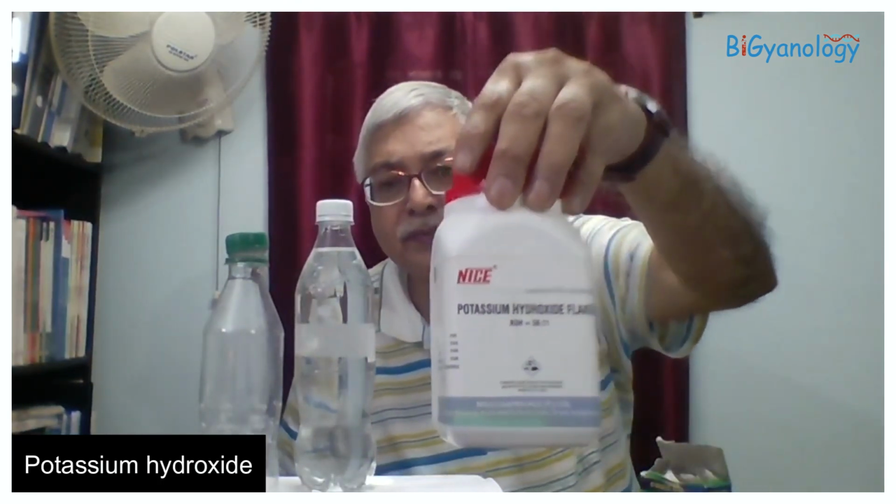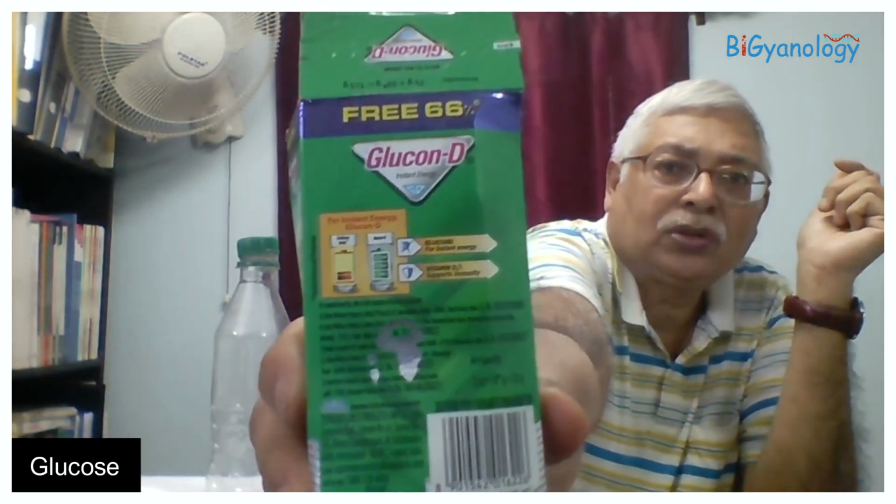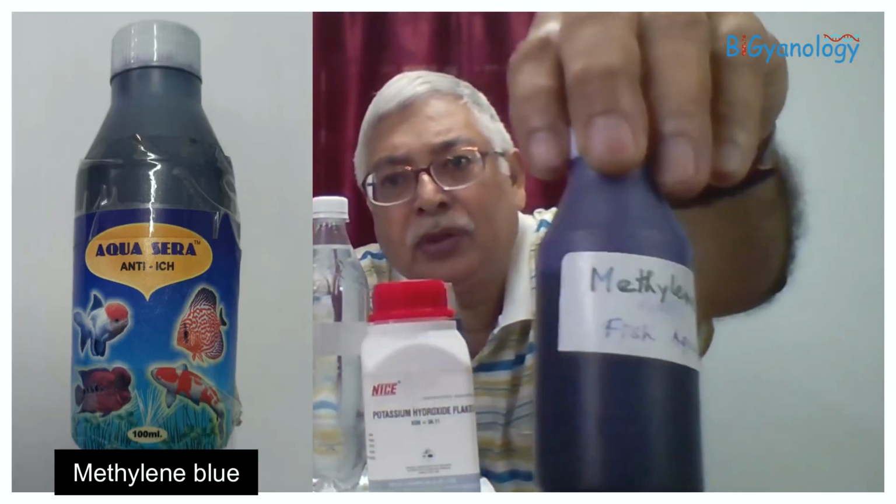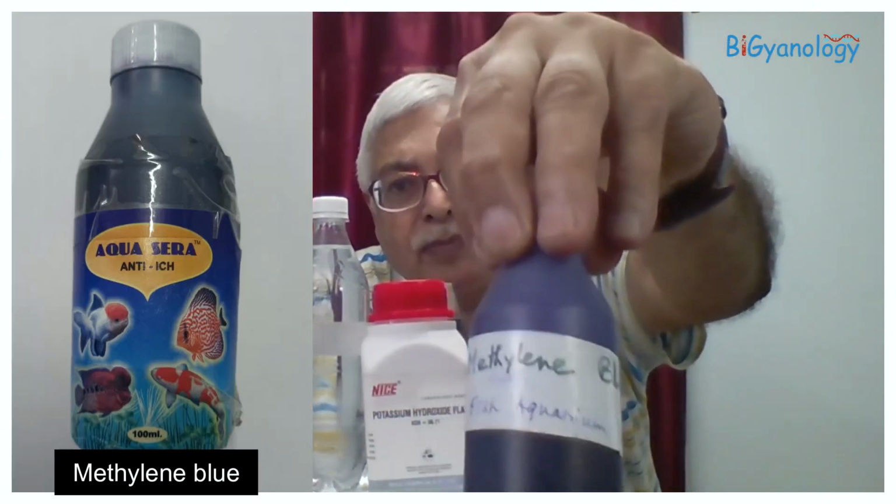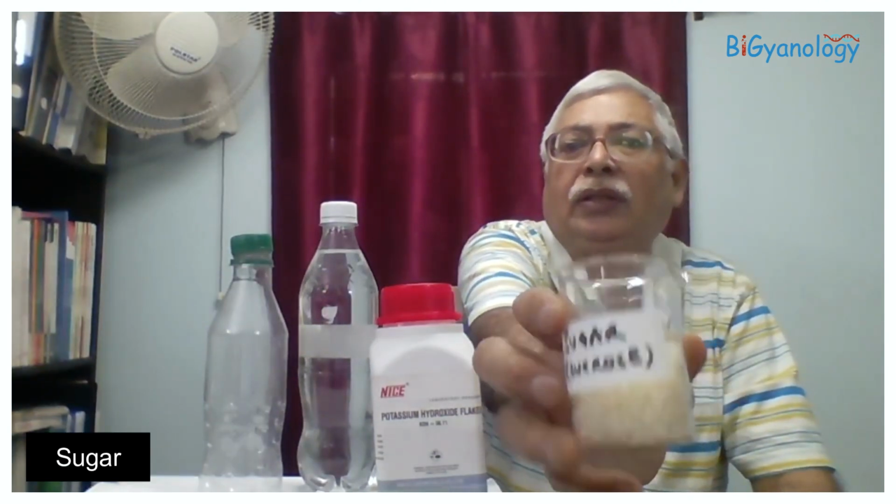We are taking a small bottle, a little water, potassium hydroxide or any alkali will do. Glucose, crude glucose I am taking so you can get it easily. Methylene blue you can buy from an aquarium shop, and you can also use some sugar. Also I will show you some items like acid base indicator, phenolphthalein, a little dilute HCl, and alkali is right here, we will use it.